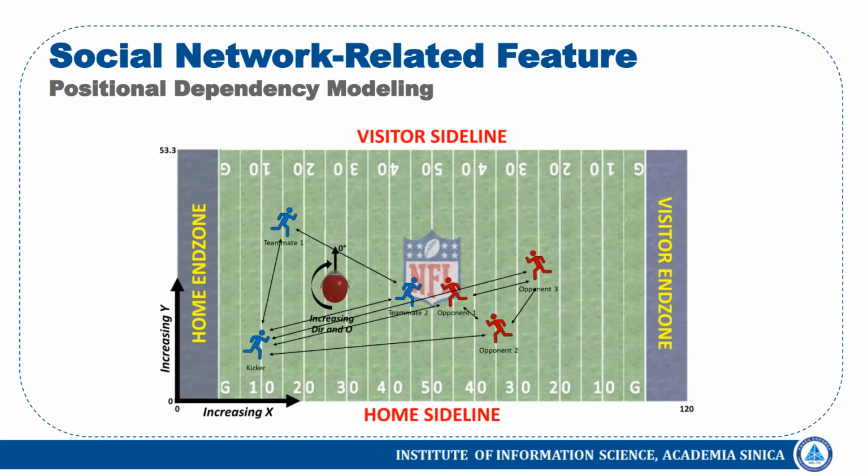And then we construct this graph and feed it into the GCN node classification task and extract the last hidden layer to get its graph representation that can be used as the positional dependency features.